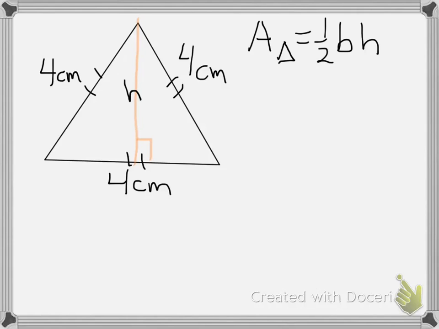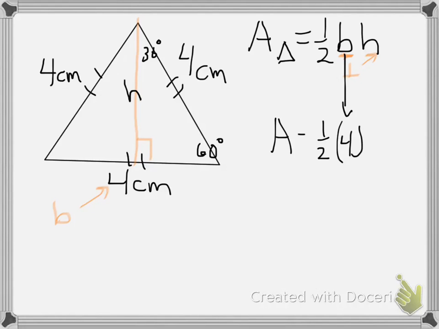And we already know this makes a 30, 60, and then you got the right angle, right triangle. And we know that the base of a triangle has to be perpendicular to the height. So we've got that there. So this must be the base. So I already know the base, so I can write it in here. The base is 4 centimeters. We've got a half in front. What we need is the height.